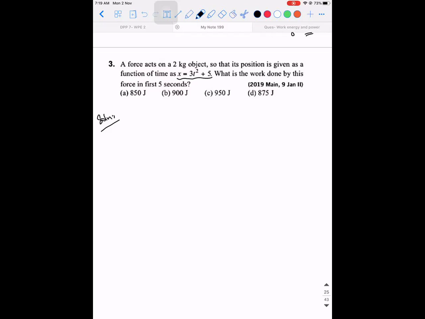So first let's start. F is equal to ma. So the logic is again simple. What is the work done in the first 5 seconds? That's what we need to think. So F is equal to ma, which implies F is equal to mass of the object, which is 2, into, to get the acceleration, d square x divided by dt square. What is the value? You guys do and tell me.